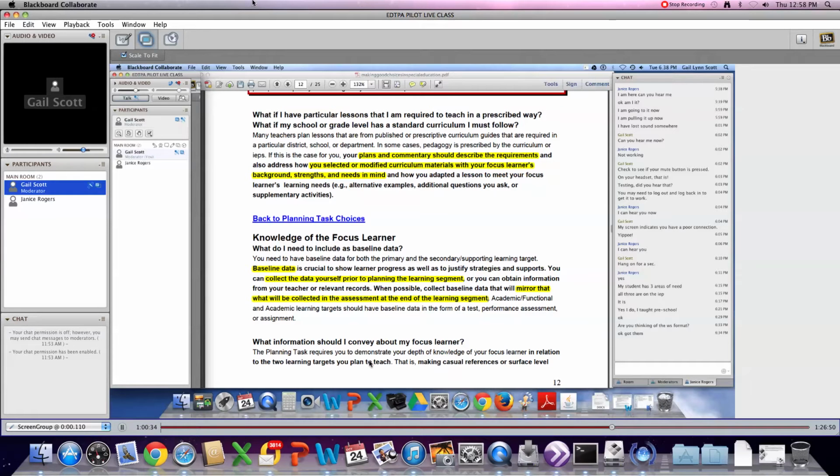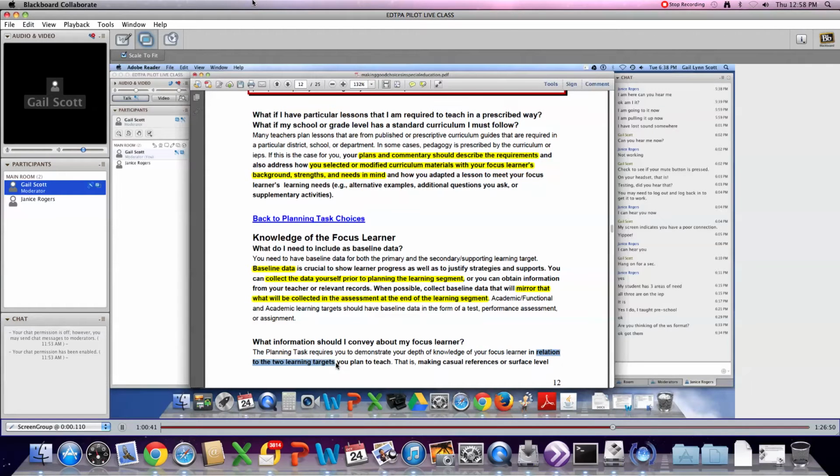The planning task requires you to demonstrate your depth of knowledge of the focus student in relation to the 2 planning targets. So I don't need to know that Harry has 2 younger sisters and they're called Sherry and Mary. So we've got Harry, Sherry, and Mary. That's not in relationship to your learning targets. Do not throw the kitchen sink in here. Tell me what you know about your student. What are their strengths? What are their interests?